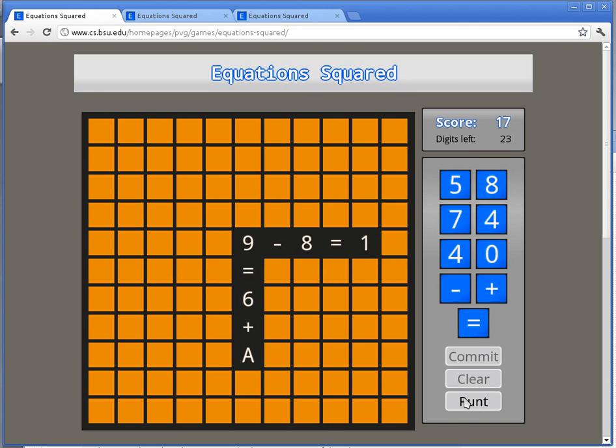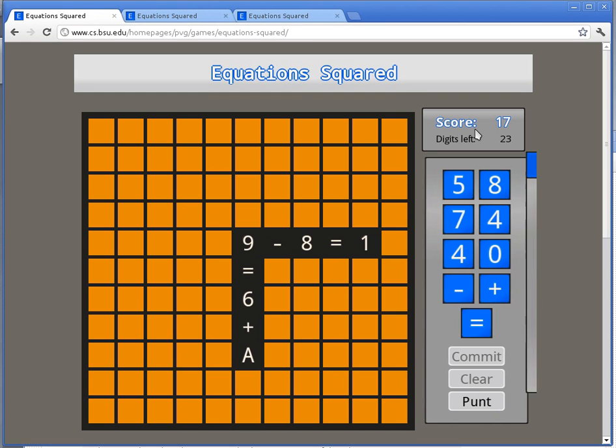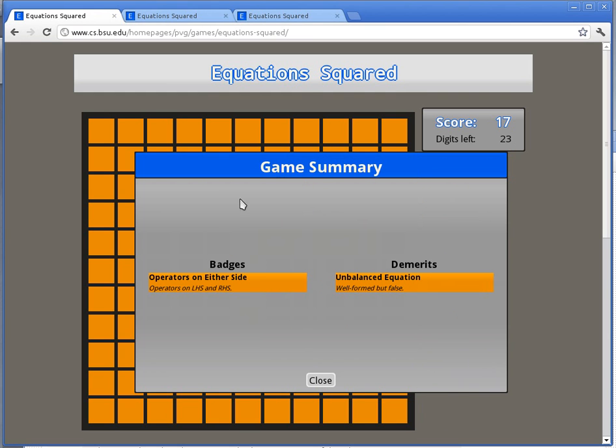I earned the operators on either side achievement. That's because in my first equation, I have the operation on the left-hand side of the equal sign, and in my second equation, I have it on the right. By clicking on the score box, I can see that I have the operators on either side badge and the unbalanced equation demerit. More about that in a moment.